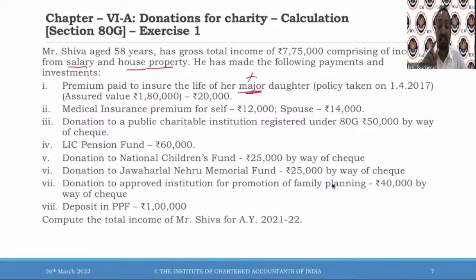Policy taken on 1st April 2017. Is this relevant? Yes. Why? Because there are various deductions based on the date on which the policy is issued. Before 31st March 2012, we said one thing. From 1st April 2012 to 31st March 2013, there is another. From 1st April 2013, there is a new scheme. So this is relevant because the date is after, that is greater than, 1st April 2013. So this is why this is important.